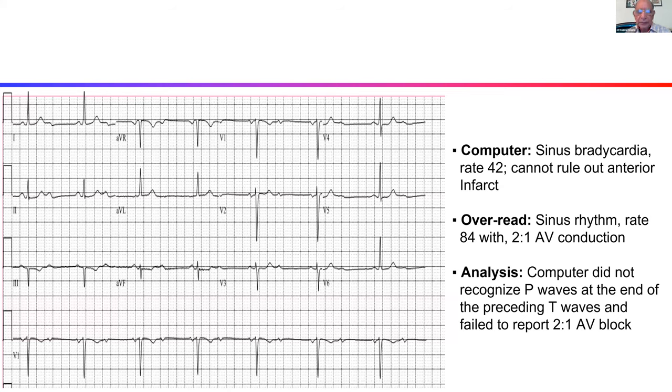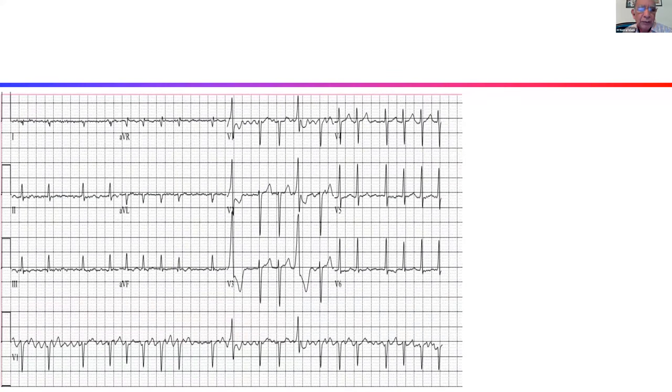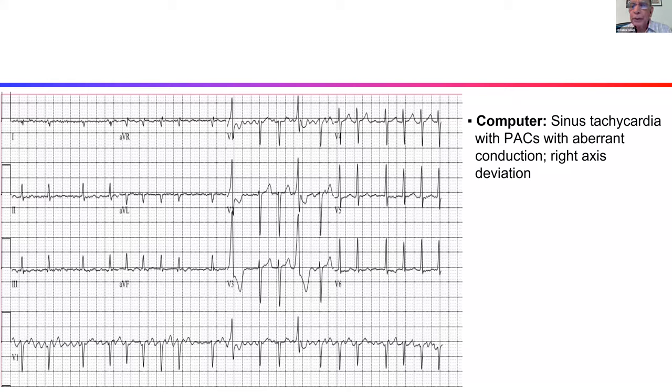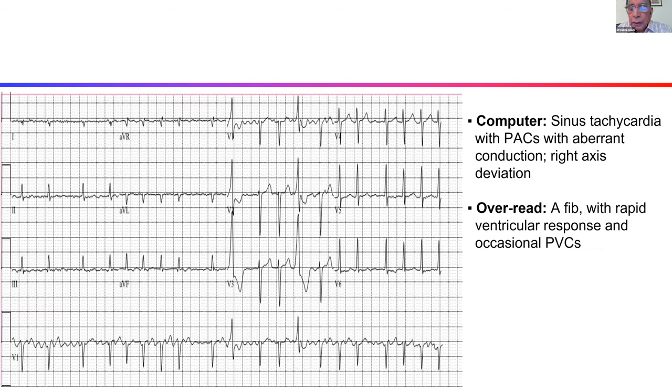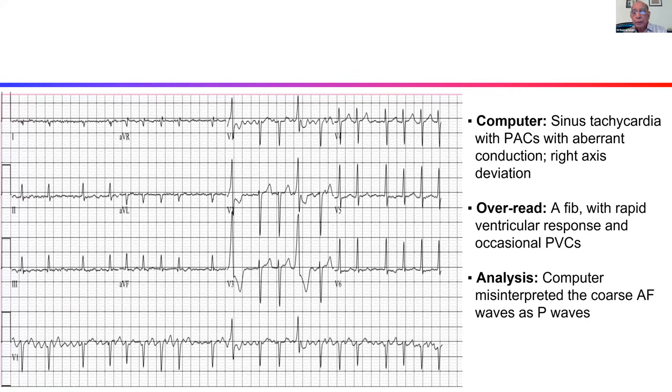The last one over here, you can see this is an ECG, a bit clumsier than the previous two. You can see the computer says this is a sinus tachycardia with premature atrial complexes with aberrant conduction, right axis deviation. When it was given to the overreading interpreter, it was atrial fibrillation with rapid ventricular response and occasional PVCs. But why does this happen? Because the computer misinterpreted the coarse atrial fibrillation waves as P waves. So I think I'm in the last part.